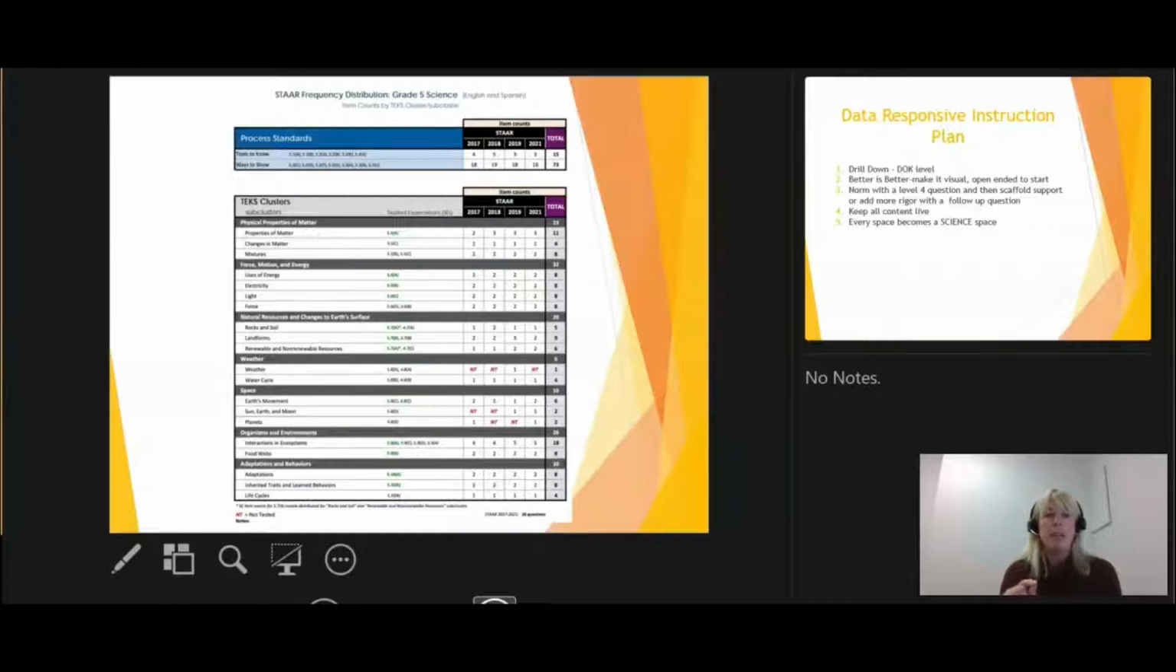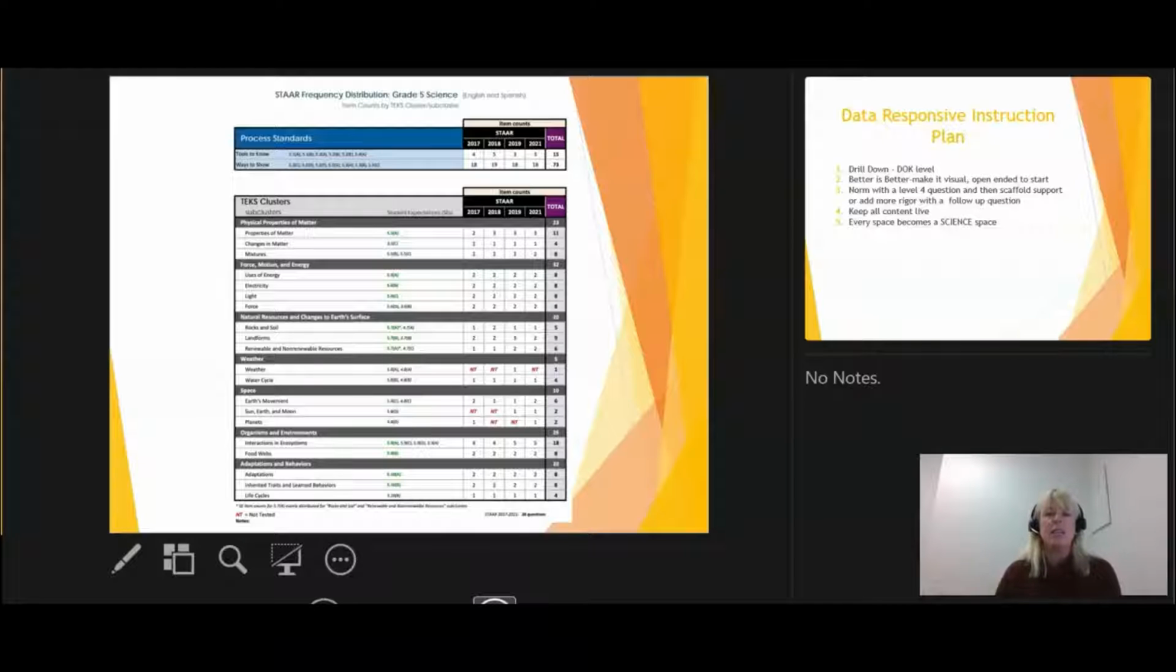All the standards are broken down into clusters and subclusters. The clusters are pretty much like big reporting categories, and the subclusters are very specific breakouts from those clusters. So the reporting category might be matter and energy. A cluster might be physical properties of matter. A subcluster would be physical properties of matter, changes of matter, and mixtures. I want you to pay careful attention to the frequency.